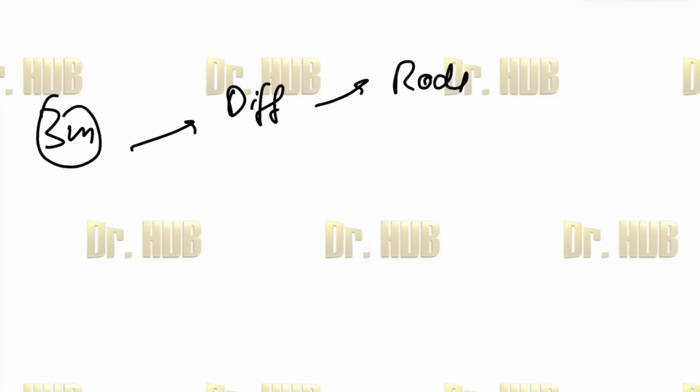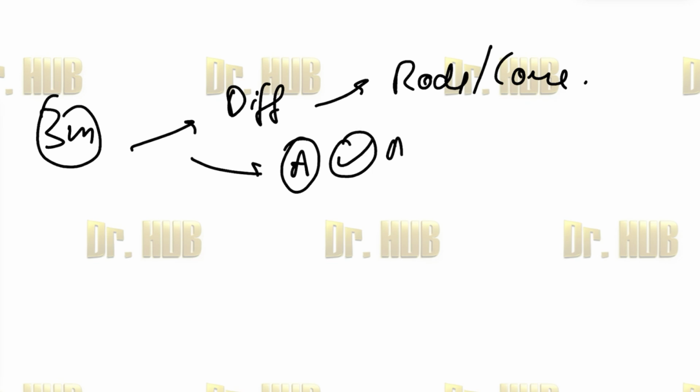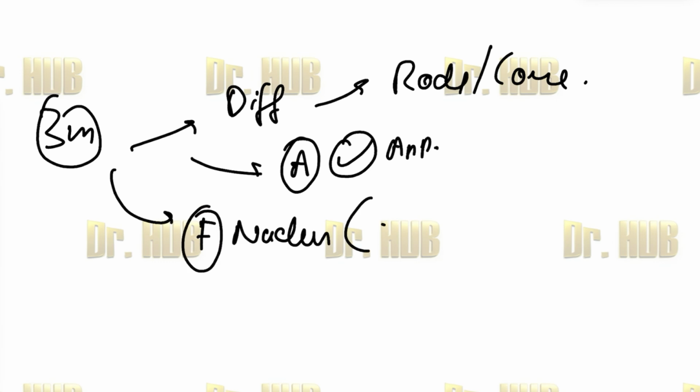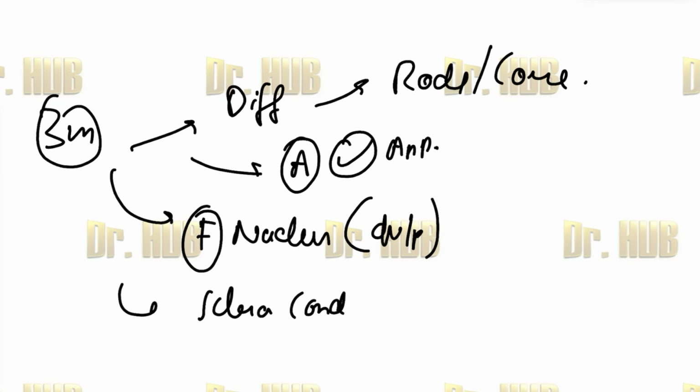Next, moving on to the 3rd month. The 3rd month is where there is differentiation of the precursors of the rods and cones. Next, the anterior chamber appears. Then the fetal nucleus (F nucleus) starts to develop. Then the sclera condenses.